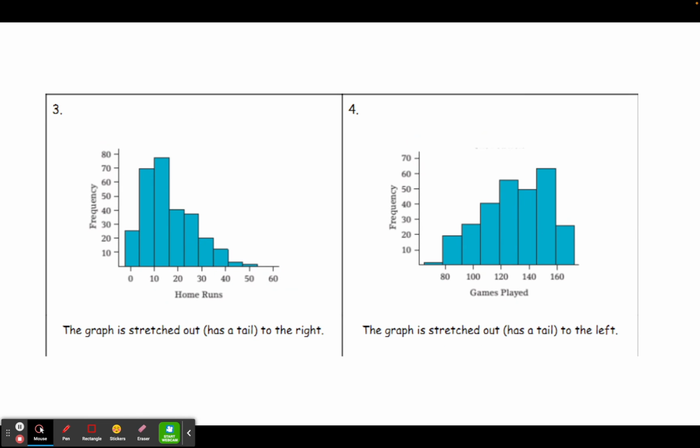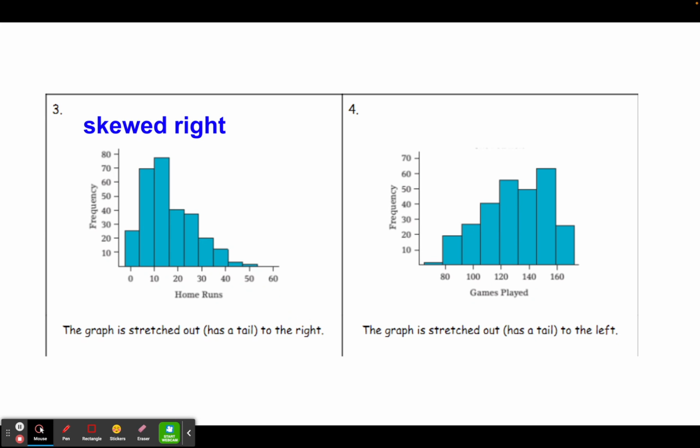Here we have graphs where the data is more piled up on one side than the other. So in number 3, more of the data is piled up on the left and we sort of have a tail to the right. Here we would say that that graph is skewed right. Whichever direction the tail is going is which way the graph is skewed.